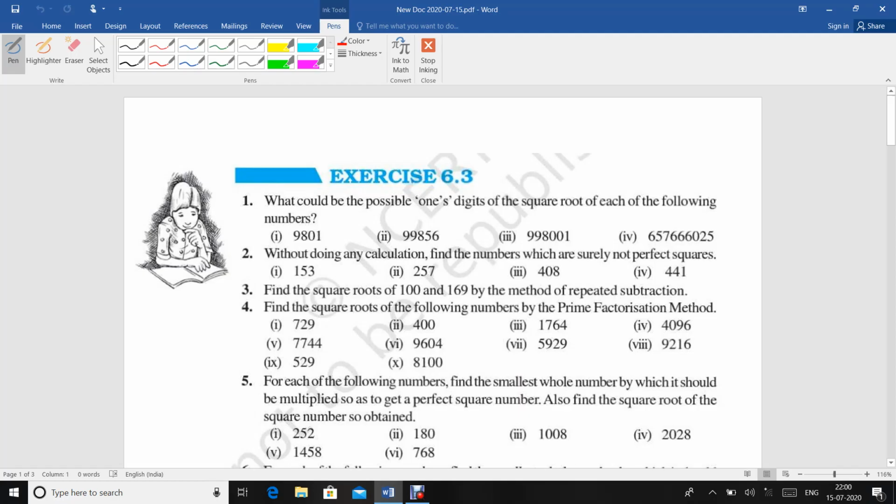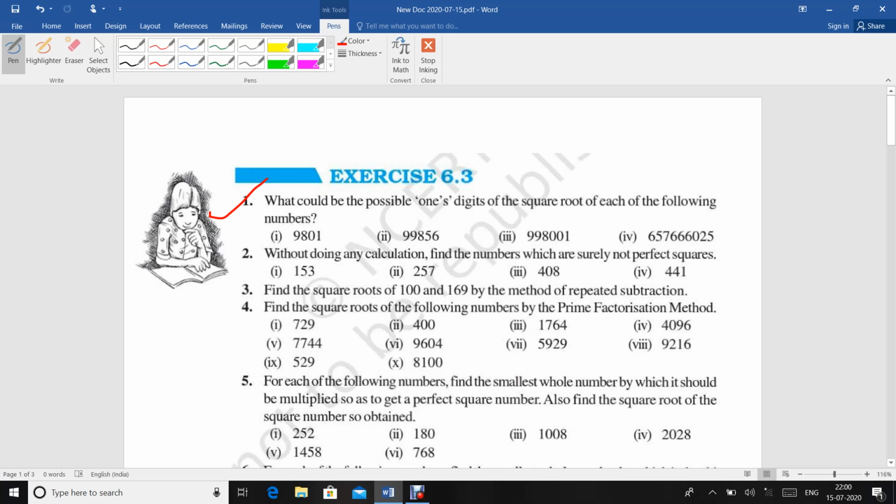This is your mathematics class, and today we are going to start a new exercise, 6.3. Before starting this exercise, I want to tell you that I explained some properties of squares and square roots. So some of these questions are completely based on those properties. Please remember those properties and try to solve the questions. Let us move towards the exercise, and here is question number 1 of exercise 6.3.